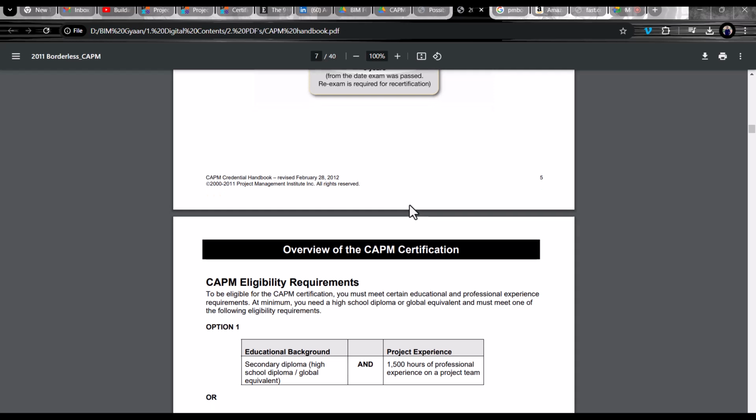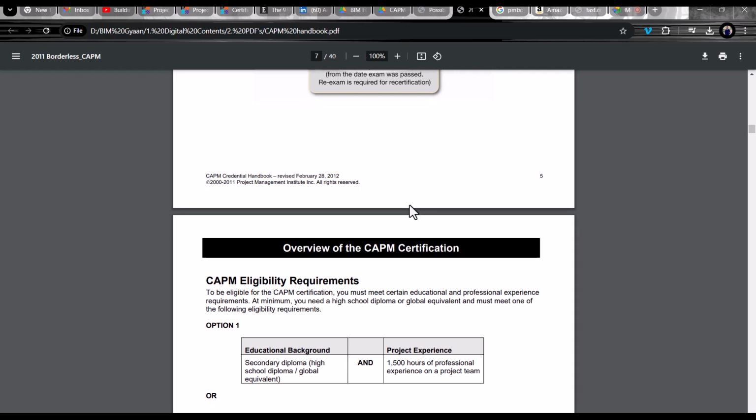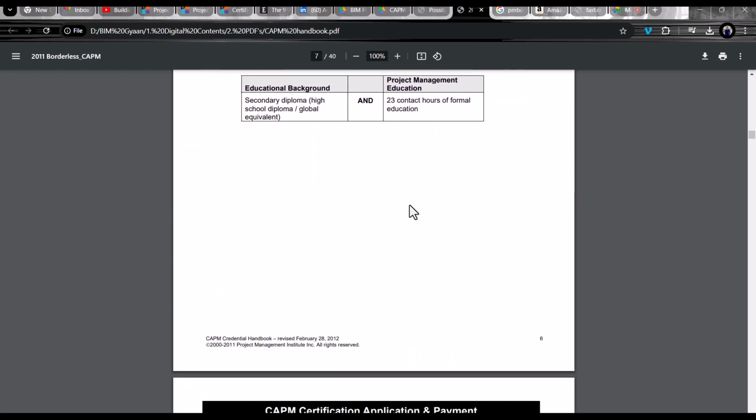You can choose a computer based exam, or you can choose a physical exam also, depending on the location where you are staying, and then you can go forward.